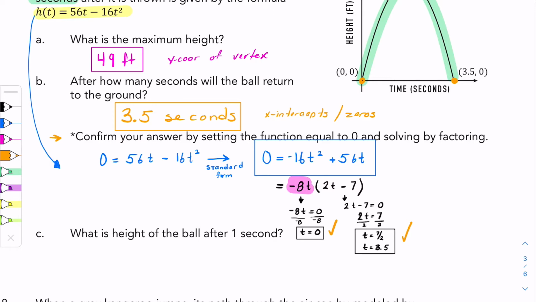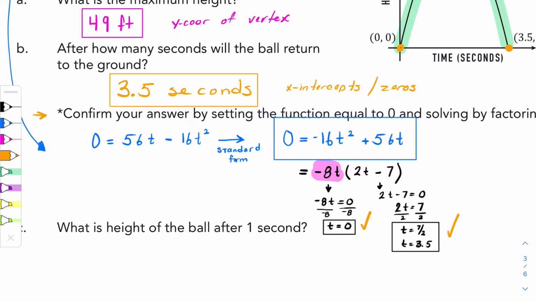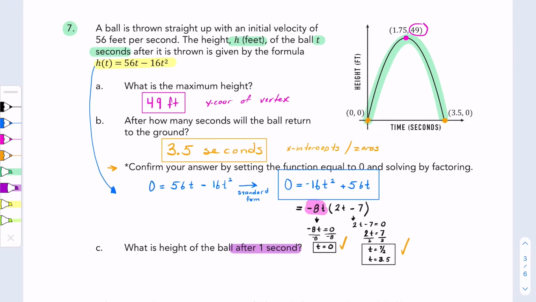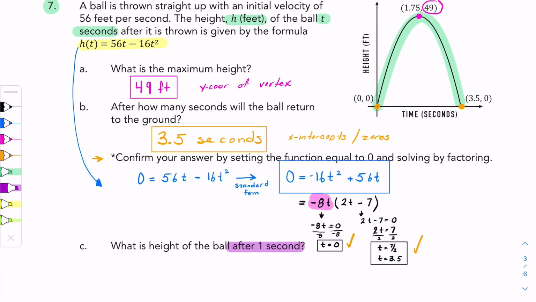Part C says, what is the height of the ball after 1 second? You're going to see a lot of problems like this. If I look at the graph, my graph doesn't really help me because all I have is a couple of points labeled and I can't tell what the increments are. So the graph is not helpful for part C. But what we can do is we can substitute t equals 1 because the time in seconds is your x value or your input value.